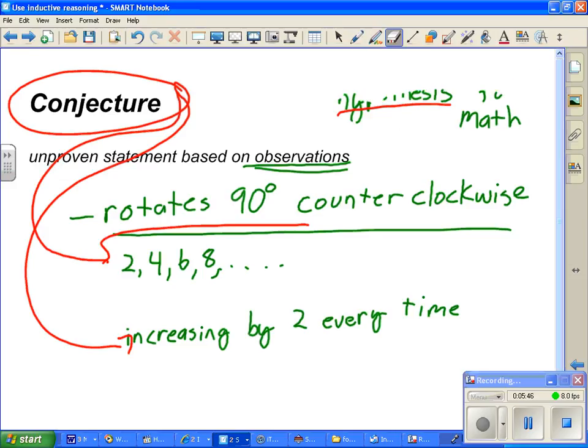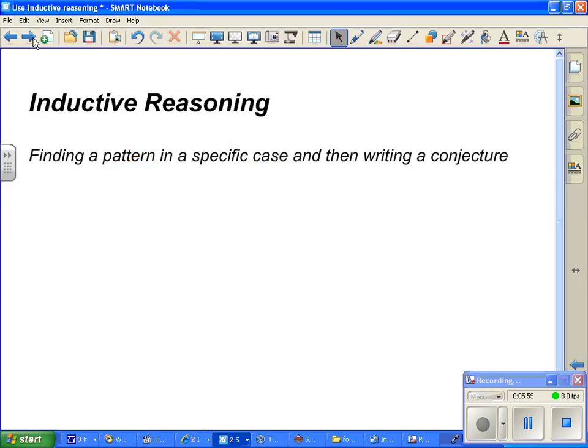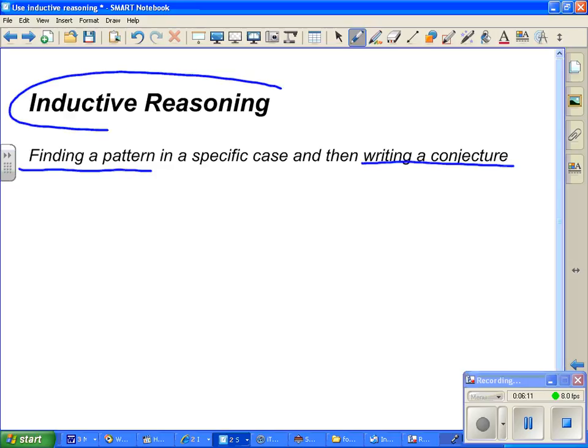Just something to think about. It seems to be easy for kids to relate to a hypothesis as a guess. This isn't a guess, this is just a way to verbalize what has happened. Okay? What is the pattern? Inductive reasoning. Once you have found a pattern and you've written down the conjecture and it works for every single case, you are using inductive reasoning.